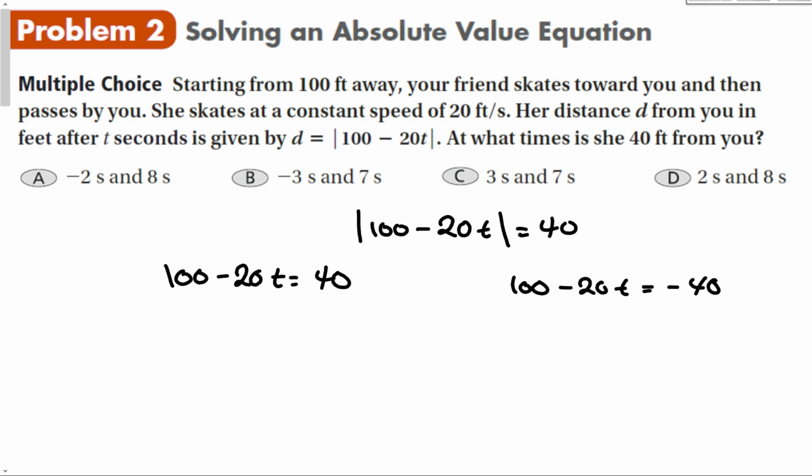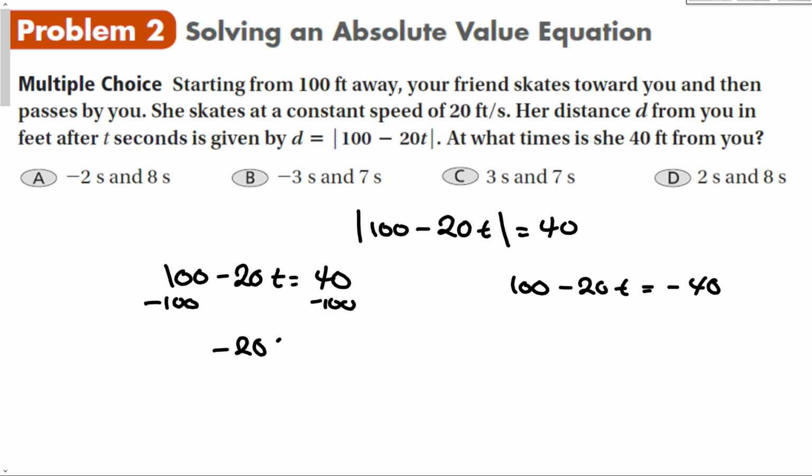Both of those answers, whatever they happen to be, when I plug them back into my absolute value equation, are going to give me a positive 40 after I take the absolute value. So let's solve both of these. Let's start, subtract 100 from both sides.